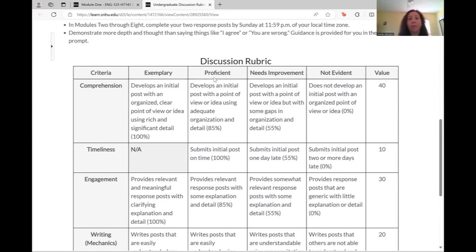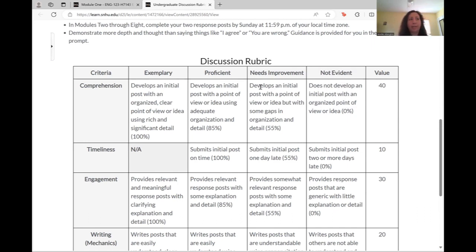Now, most work will fall in either of these two ranges, proficient and needs improvement, with fewer in exemplary, and hopefully the last category will be 0. This is not evident, which means that the criterion has not been attempted at all.